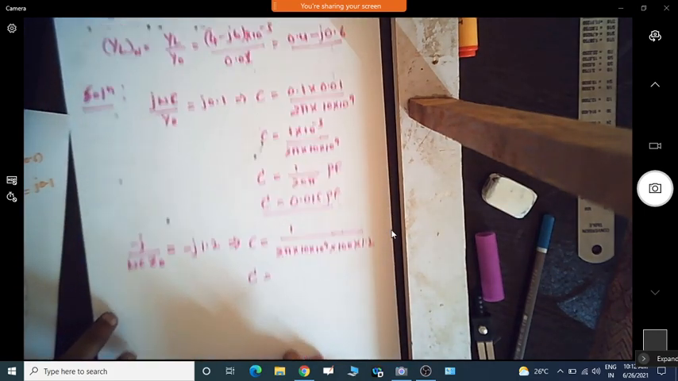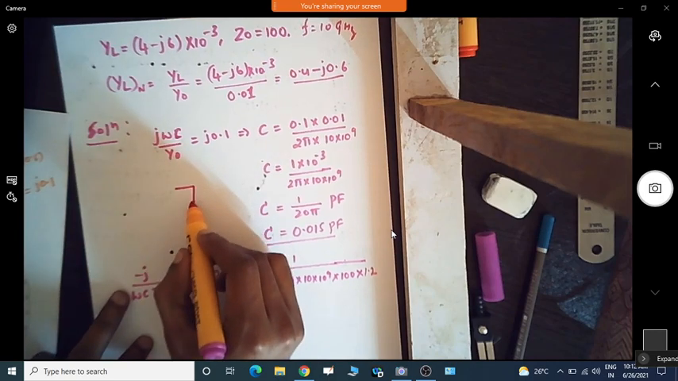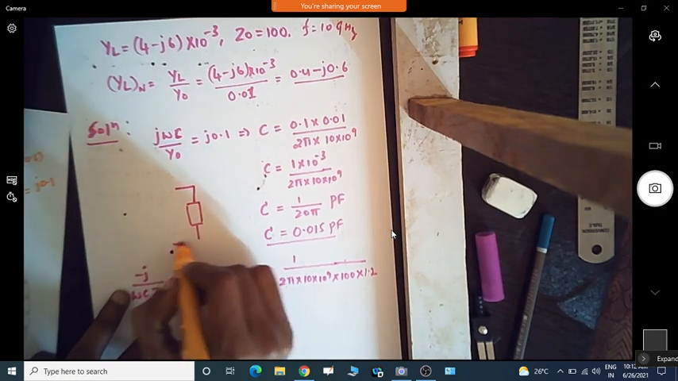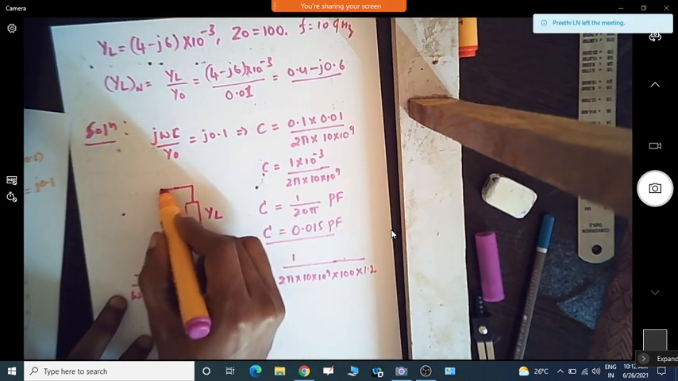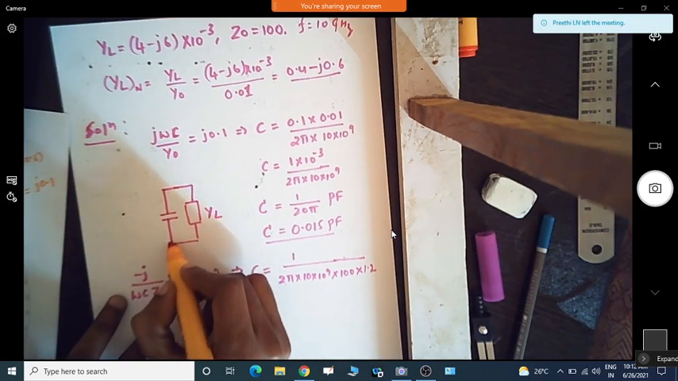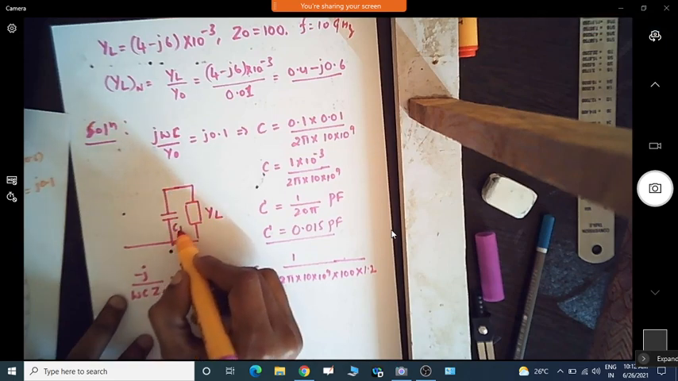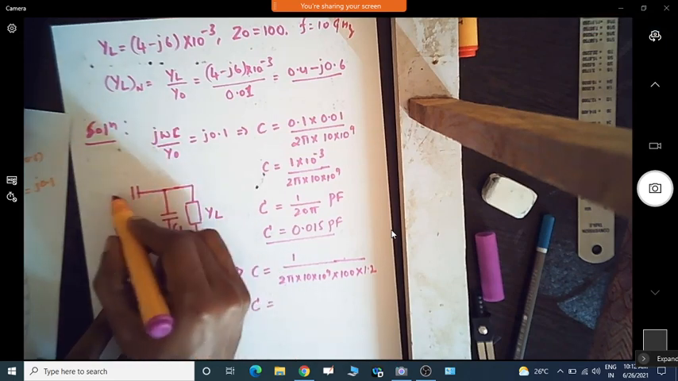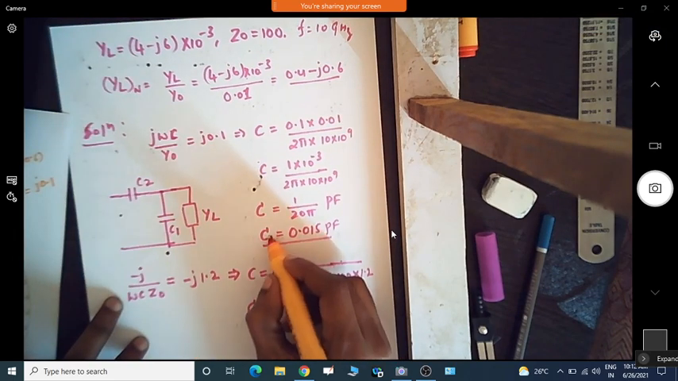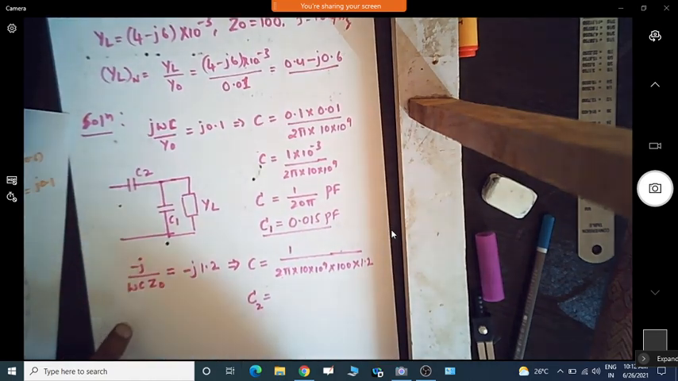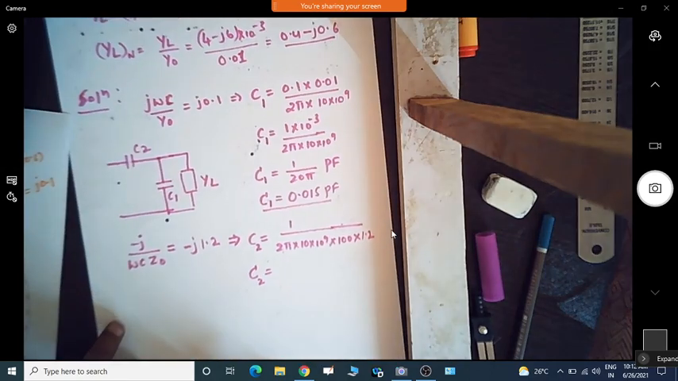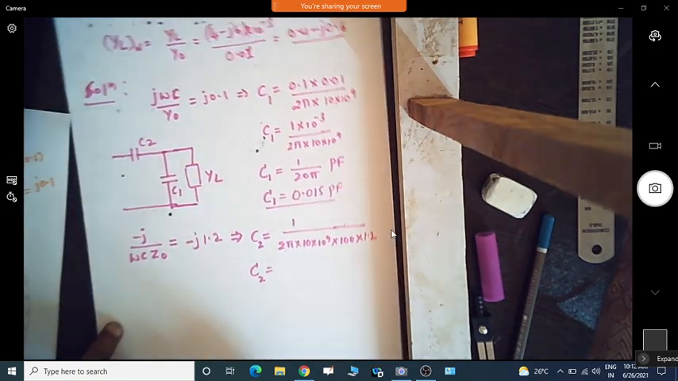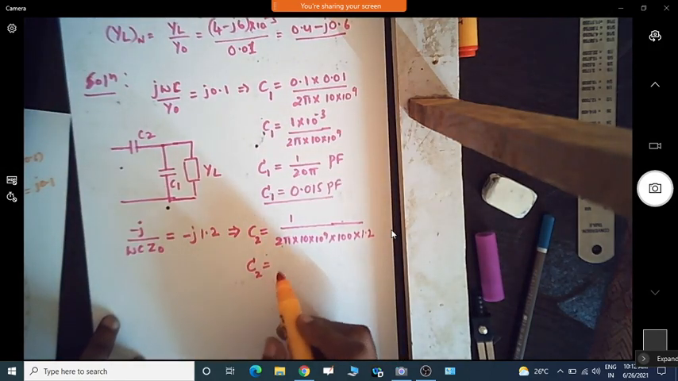So now the first solution is, we have the YL and we have to find out the shunt capacitance. First, this is C1 and this is the series capacitance C2. So let us take this one C1 and this one C2. Okay, so that is the solution 1. So find out the C2. What is the value of C2?